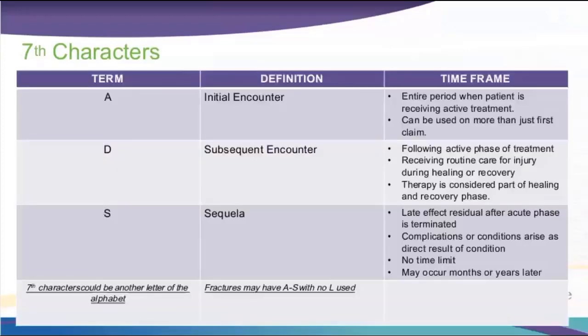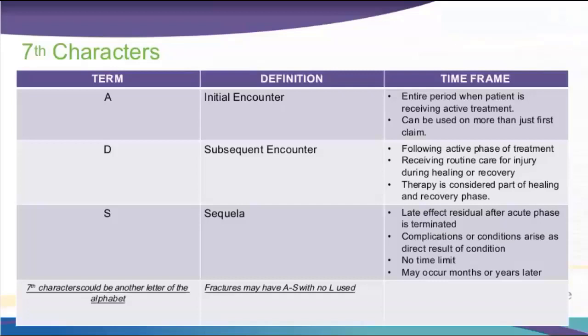So here's what the 7th characters look like. The A is the initial encounter. The time frame for that is the entire period when the patient is receiving active treatment. It can be used on more than just the first claim. It is kind of rare that you're going to see that in a skilled nursing facility because the initial encounter is usually in the hospital emergency room or a doctor's office. Now, if a patient fell at the facility and had a fracture right at that moment, it could be coded with an A.